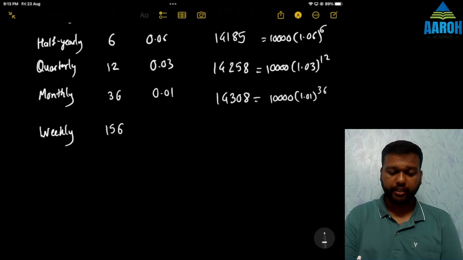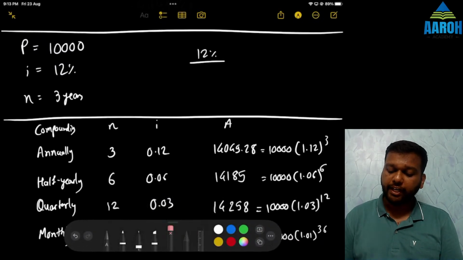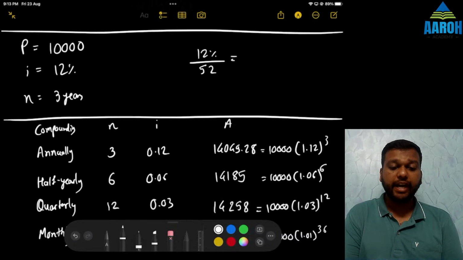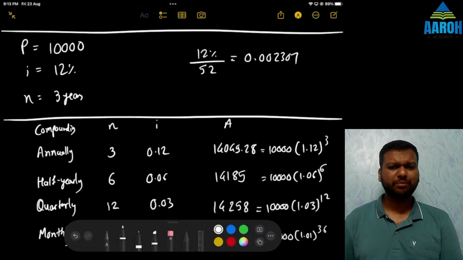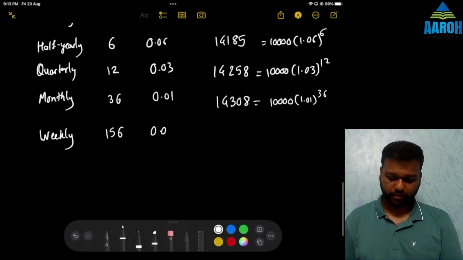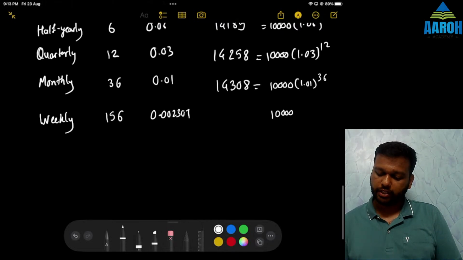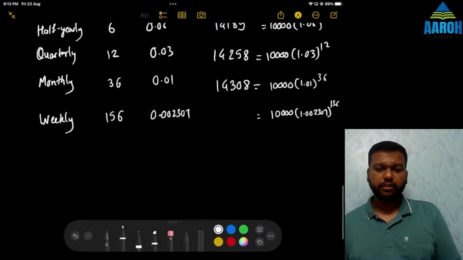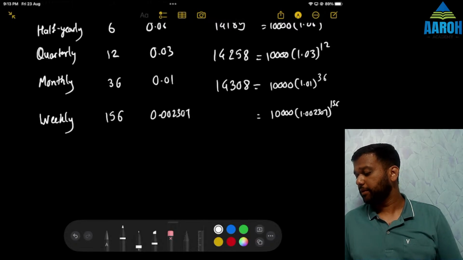Don't do this on the calculator. And the interest rate will also be now 12% divided by 52, right? Because there are 52 weeks in a year. So it will be 12 by 52 divided by 100. It should be 0.002307 something. Now don't calculate it on the calculator because that makes no sense. It will be 10,000 into 1.002307 raised to 156. I'll just do it on my phone calculator. You can also do it on your phone calculator because it will be easy to calculate.